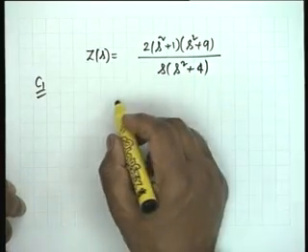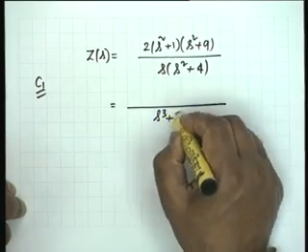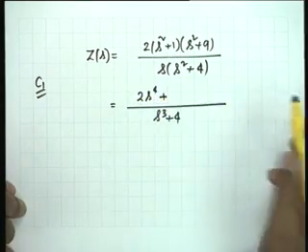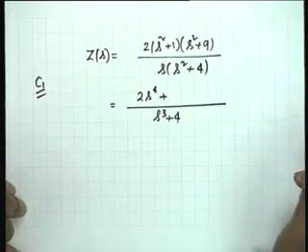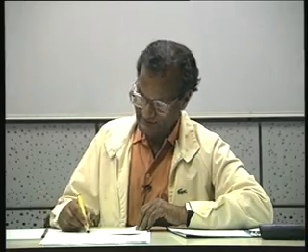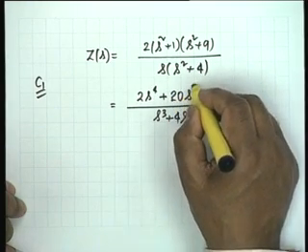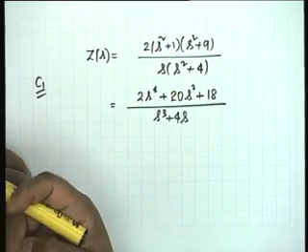Now this factored form is of no use, so we must reduce it to a polynomial form. You can easily see that the denominator is s cubed plus 4s, and in the numerator is 2s to the 4 plus 20s squared plus 18. We could have done away with the 2, but 2 is a nice number, it does not really affect us, so let us keep it.